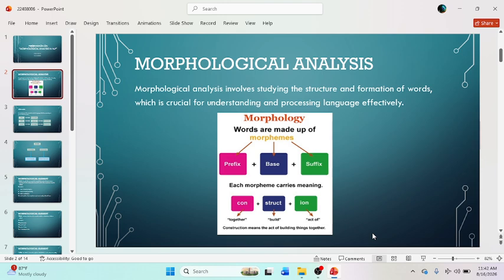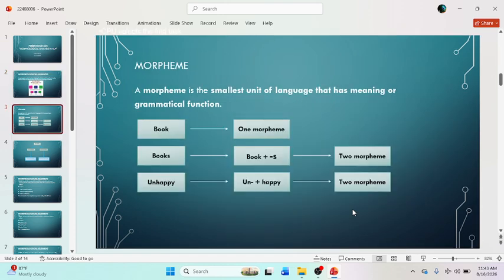First, let us understand what morphological analysis means. Morphological analysis is the study of the structure and formation of words. It helps us understand how a word is made from similar meaningful units. This is very important in NLP because computers need to understand different forms of words when processing human language. Going to the next slide.